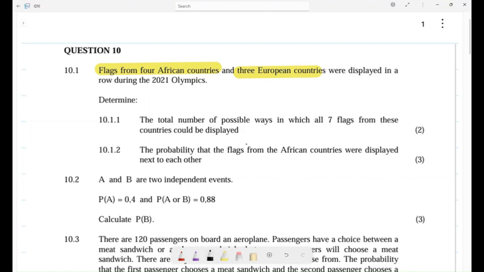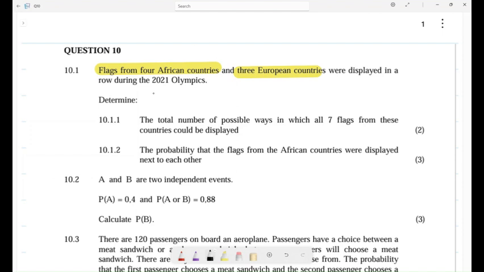Now, this is what we call the fundamentals of counting principles. It is a topic that many students struggle with, but I hope I can explain it as well as I possibly can. So we are told that 4 African countries and 3 European countries were displayed in a row during the 2021 Olympics, in no particular order.